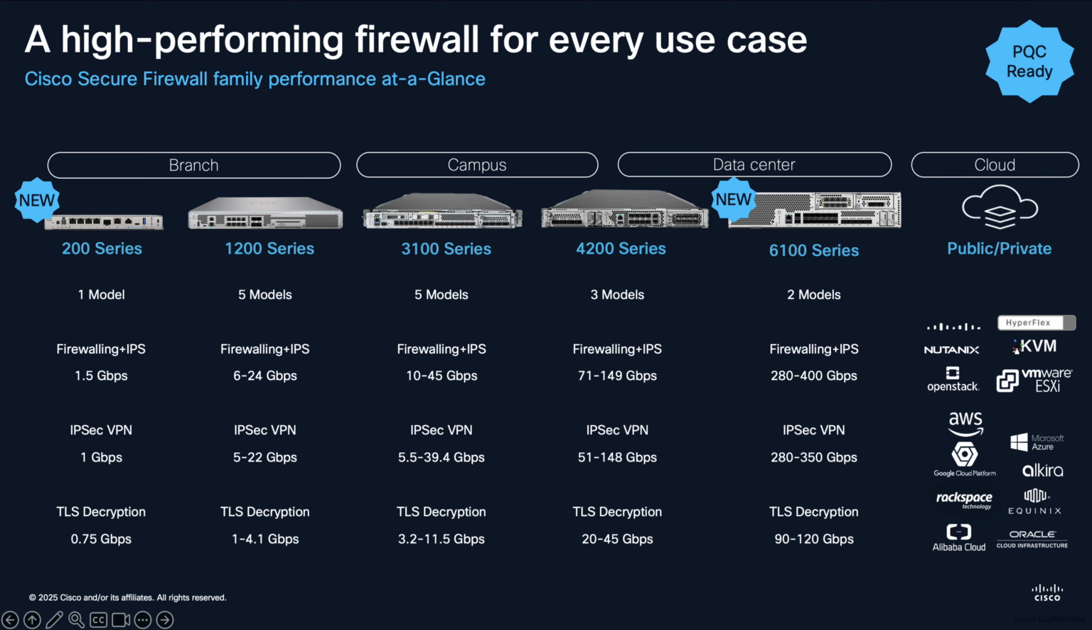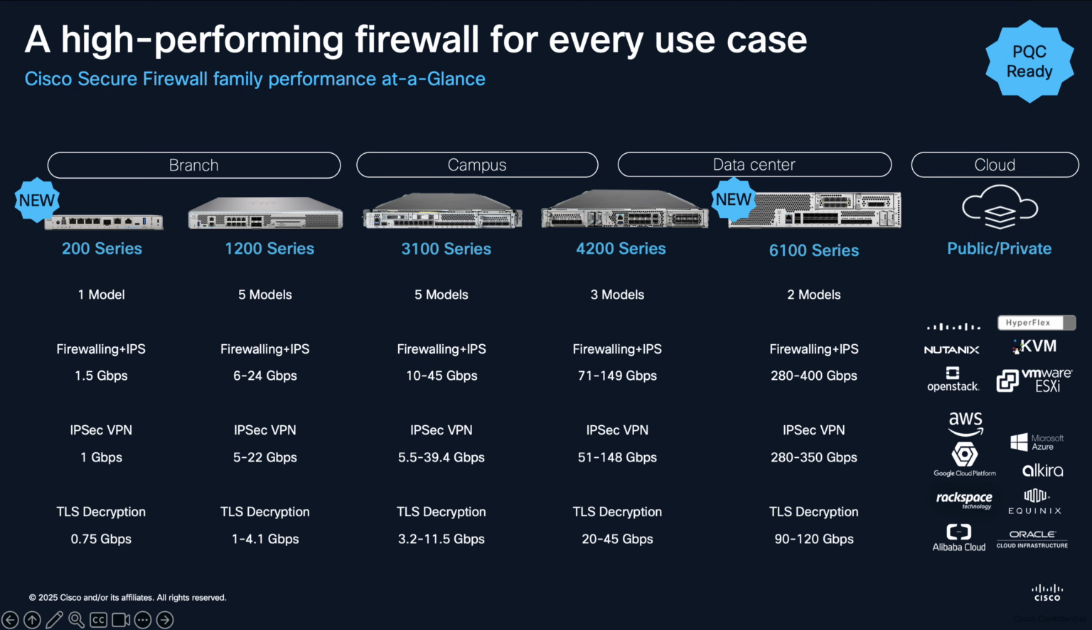So on the 200 series, there will be a single model, up to 1.5 gigabits per second of firewall and IPS performance, and 1 gigabit per second of VPN throughput. When decrypting, you'll see about 750 megabits per second throughput on this device.